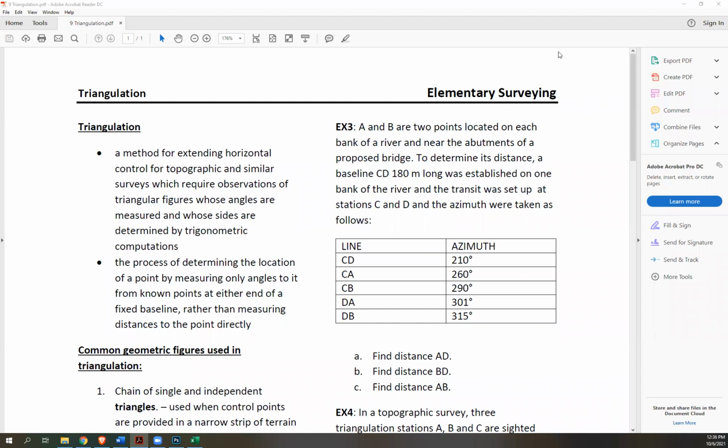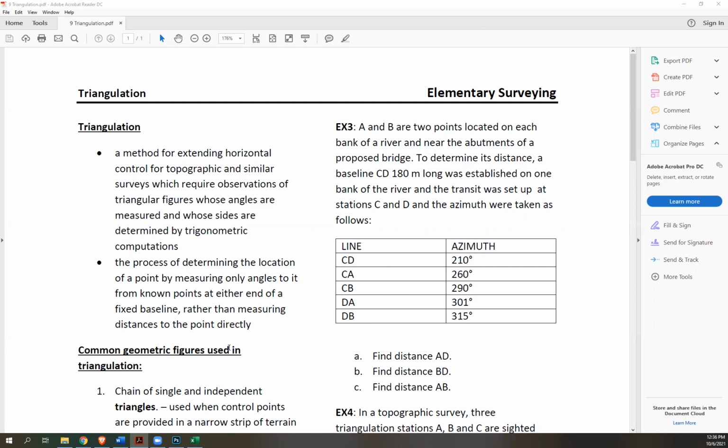Another way to define triangulation is the process of determining the location of a point by measuring only angles to it from known points at either end of a fixed baseline, rather than measuring distance to the point directly. When you measure distance to a point directly, that is trilateration. So that's the basic difference between triangulation and trilateration. In triangulation, you use angles to get the length of a side, and in trilateration, you measure it directly.